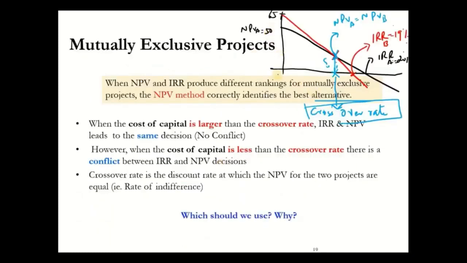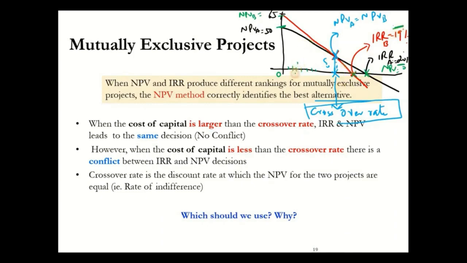So if you see, when your cost of capital was 0, NPV of A was 50 and NPV of B was 65. Simple, right? So when we increase the discount rate, the NPVs of both the projects decrease, and project A has an IRR of 20%, meaning NPV of project A will be 0, and project B has an IRR of 19%, right?